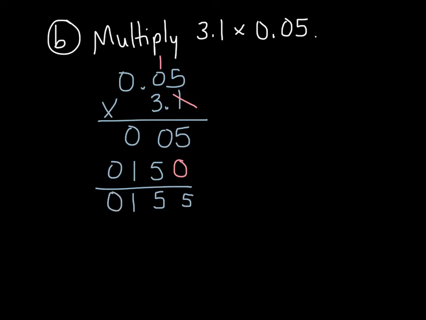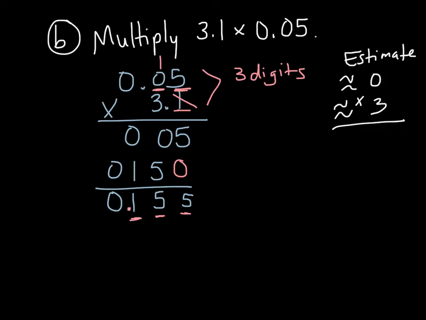And then again, we're going to really watch carefully here to notice that there are 2 digits here and 1 digit here. So there is a total of 3 digits after all the decimals. So we need 3 digits after our decimal here. So we're going to stick the decimal there. And so that would be 155 thousandths.